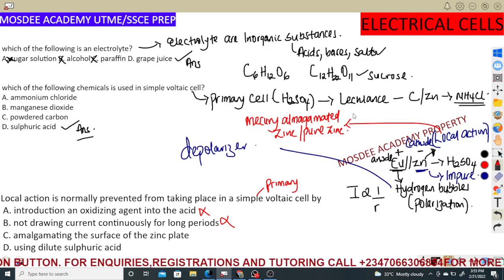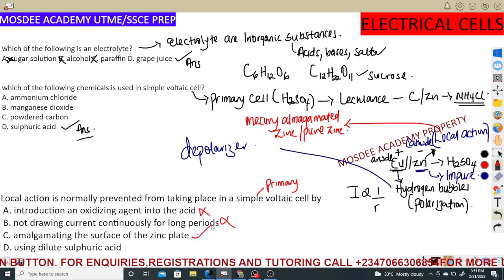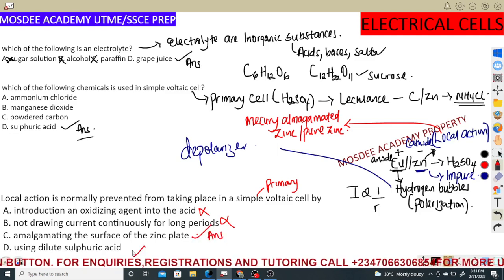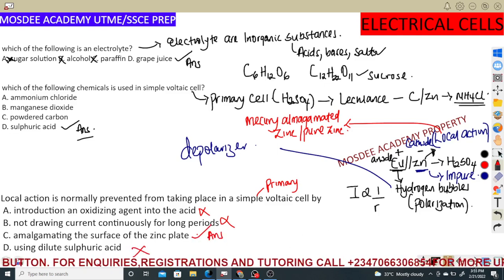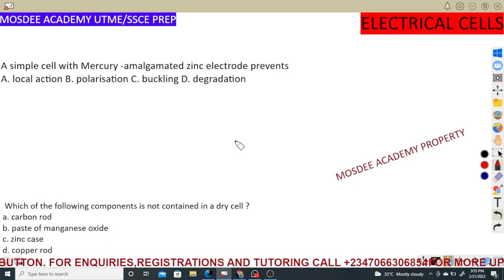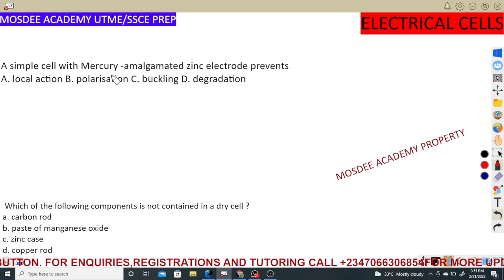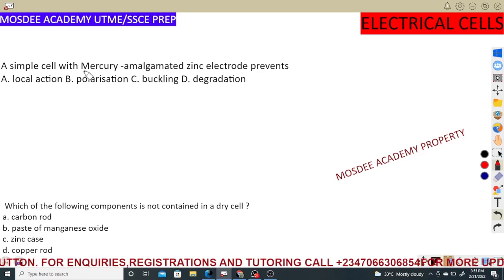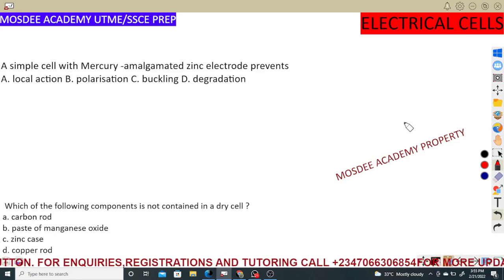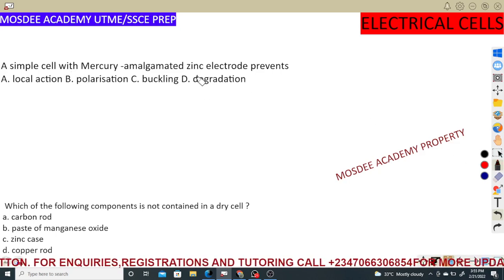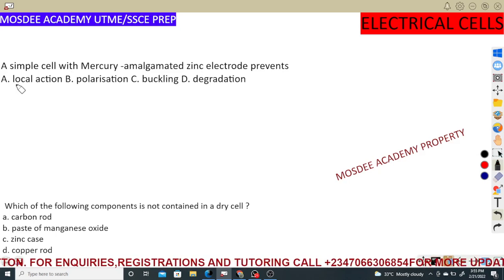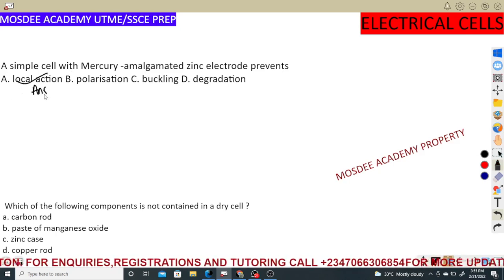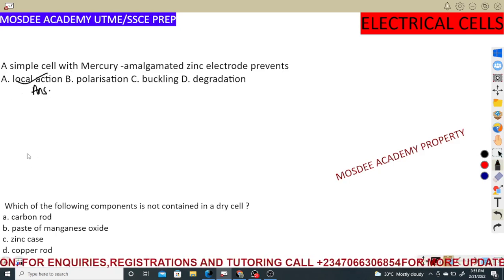By using what? Mercury amalgamated zinc, and this makes this answer valid. So guys, we move to the next slide. The next one is a simple cell with mercury amalgamated zinc prevents what? We just talked about this. The answer is local action.